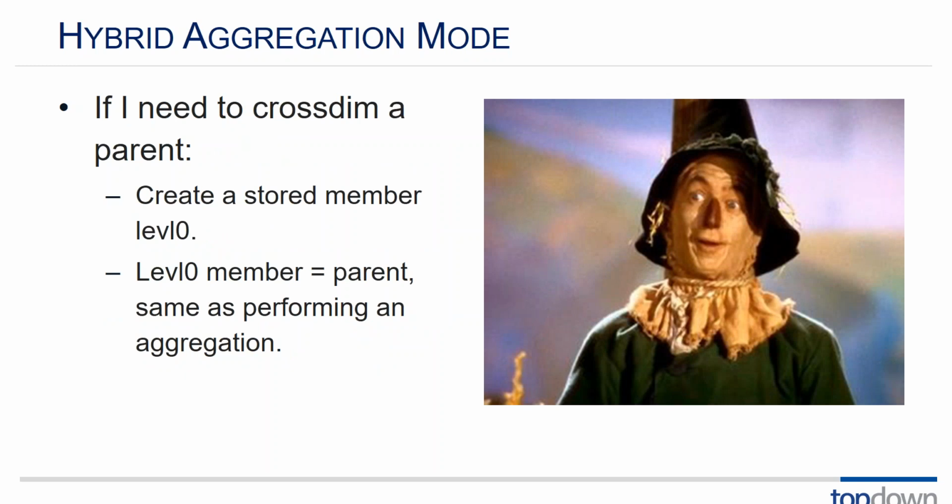So if you need to cross-dim a parent, you create a stored member at level 0, okay? And you say level 0 member equals the value of the parent, which is exactly the same as performing an aggregation.